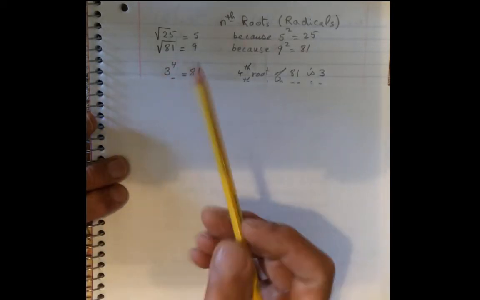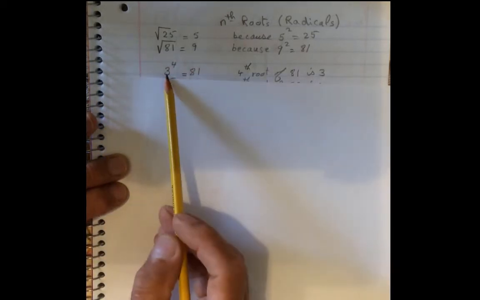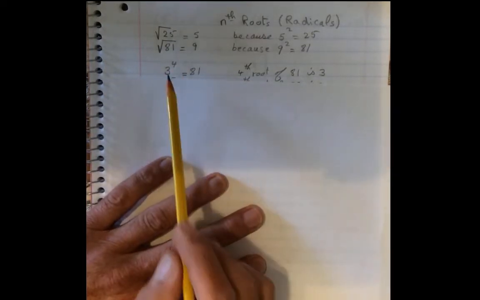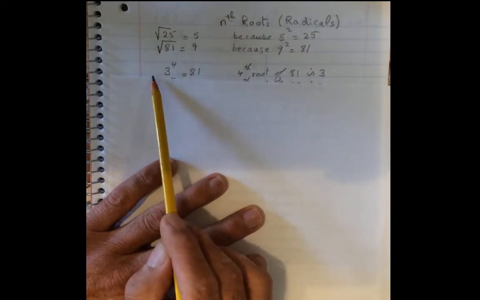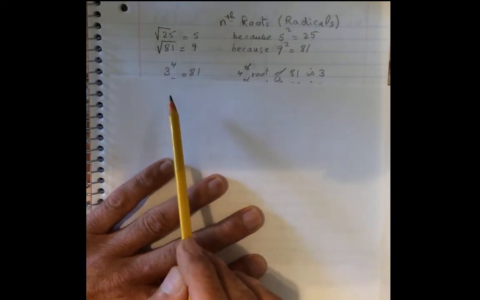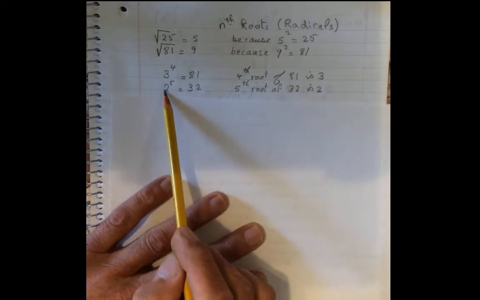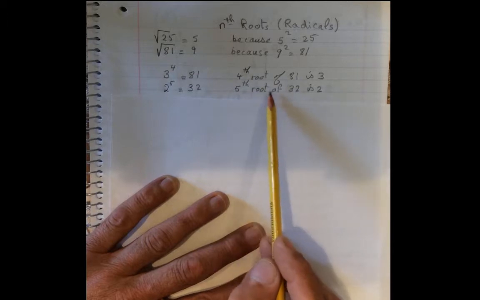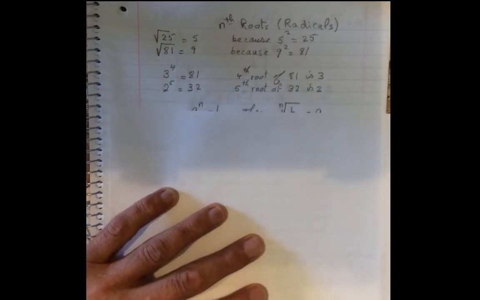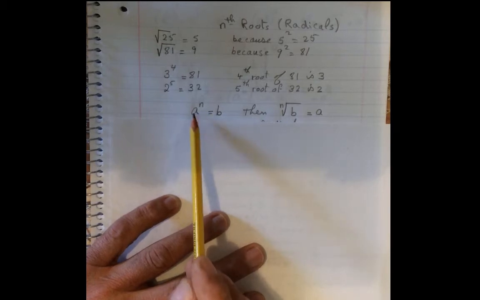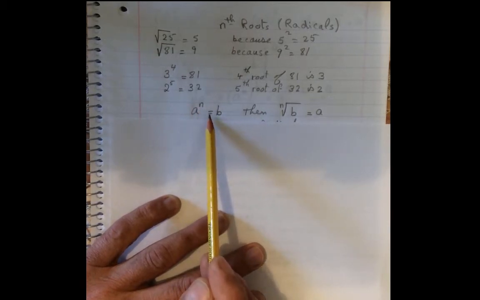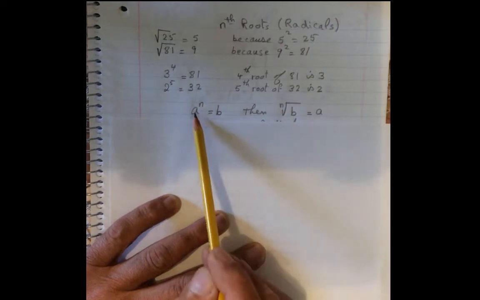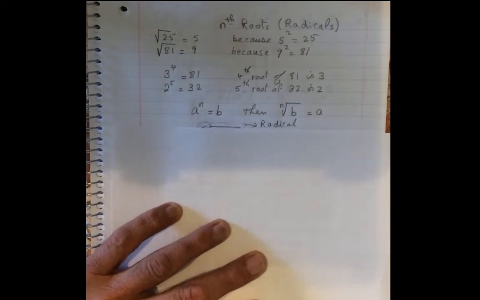But we can apply that to higher exponents, like 3 to the 4th power. We know it's 81. So we can say that the 4th root of 81 is 3. We know 2 to the 5th power is 32. So we can say that the 5th root of 32 is 2. So in general, if a to the power n equals b, then the nth root of b is a, or a is the nth root of b.